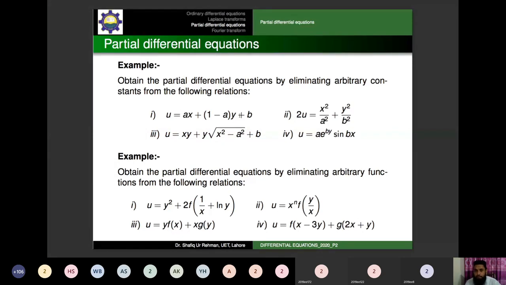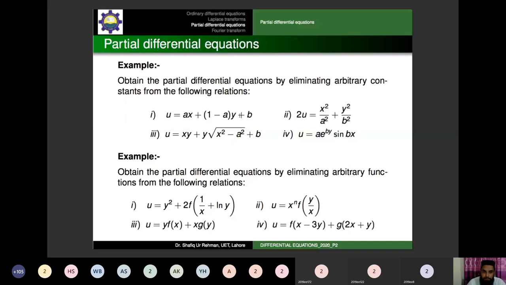I mean, you need to look into the number of arbitrary constants and the number of independent variables. Either they are equal to each other, arbitrary constants are less than the number of independent variables, or arbitrary constants are more than the number of independent variables. So these are the scenarios over there.